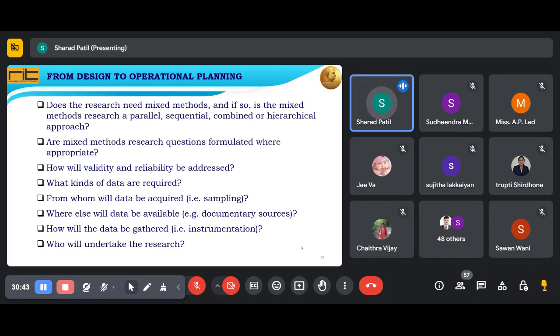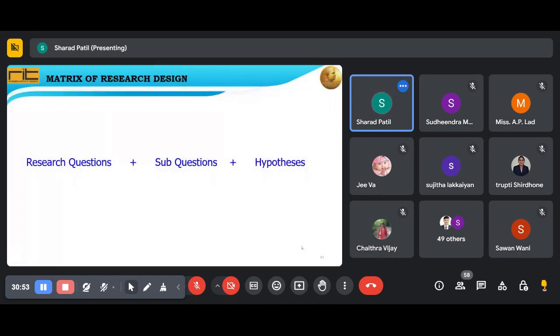So these are some steps I have narrated over here, which you might have come across yesterday in the same lecture on research design and planning. Okay. Now, the next one is the matrix of research design.